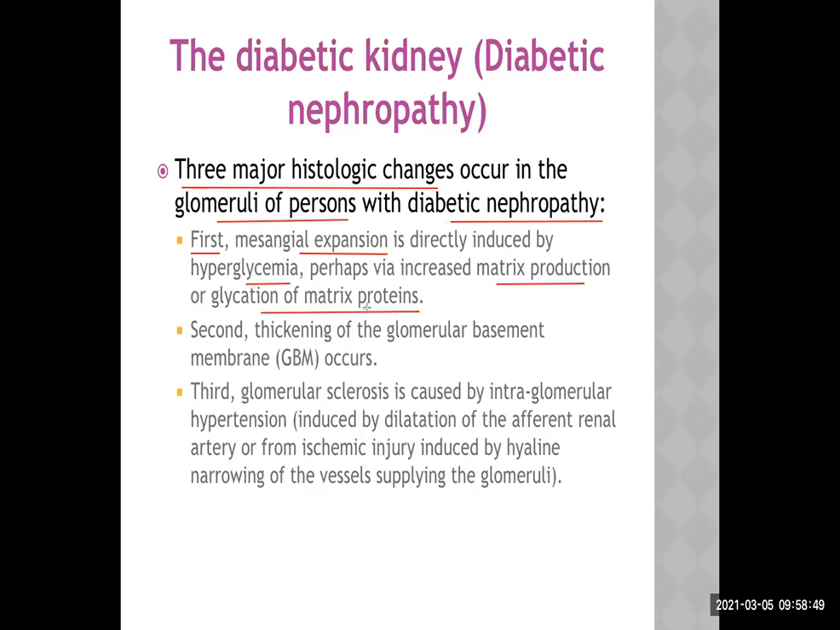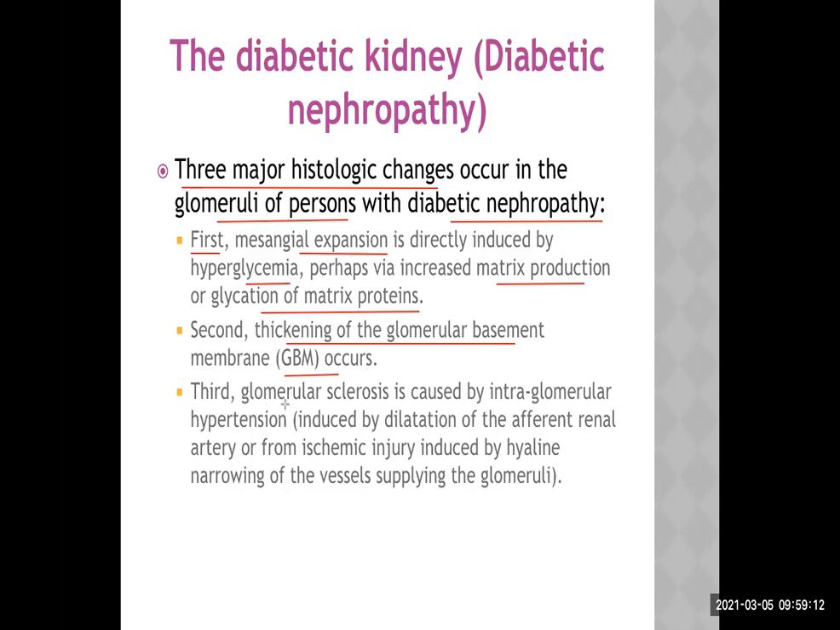Now see there, these are the connective tissue substances which are already there in the mesangium. Glucose will go and stick to these, and the mesangium is expanded. This is occurring in glomeruli. Second, there is thickening of the glomerular basement membrane. Again, the filtration will be a problem here.